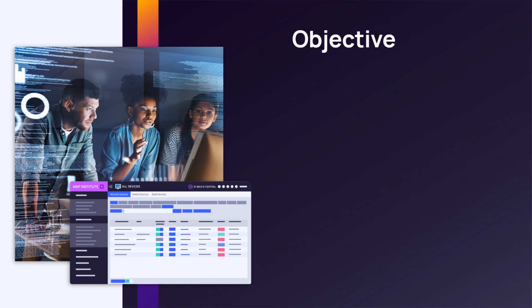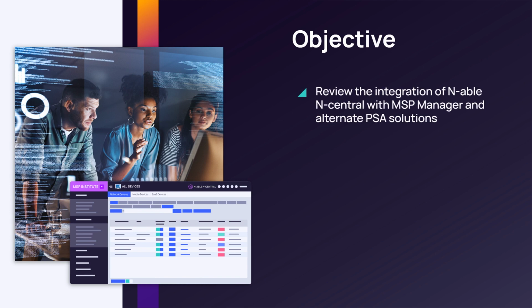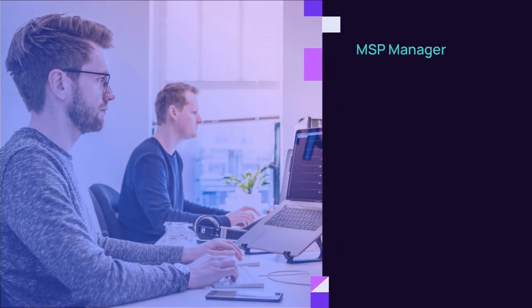In this module, we will review the integration of Enable and Central with MSP Manager and alternate PSA solutions. MSP Manager is the Enable Professional Services Automation, or PSA, ticketing solution that integrates with Enable and Central.